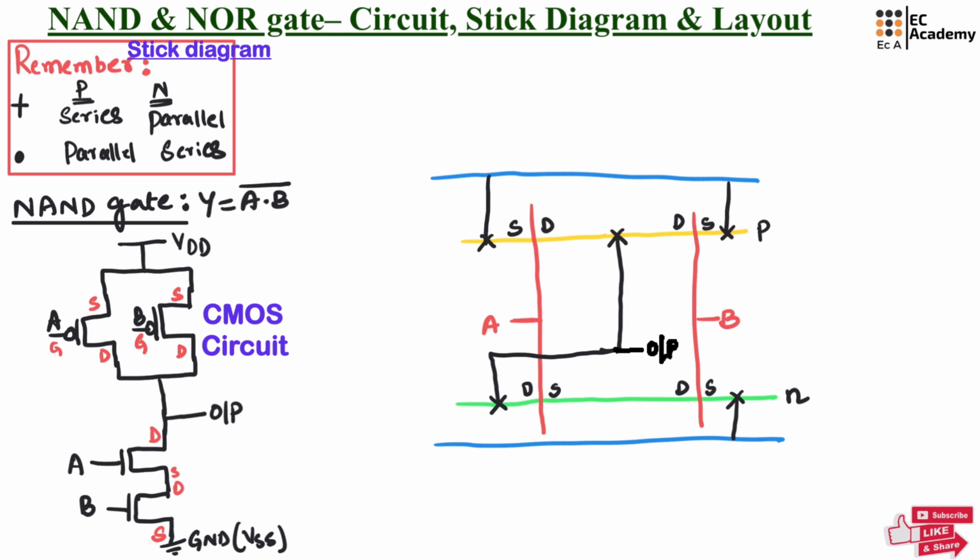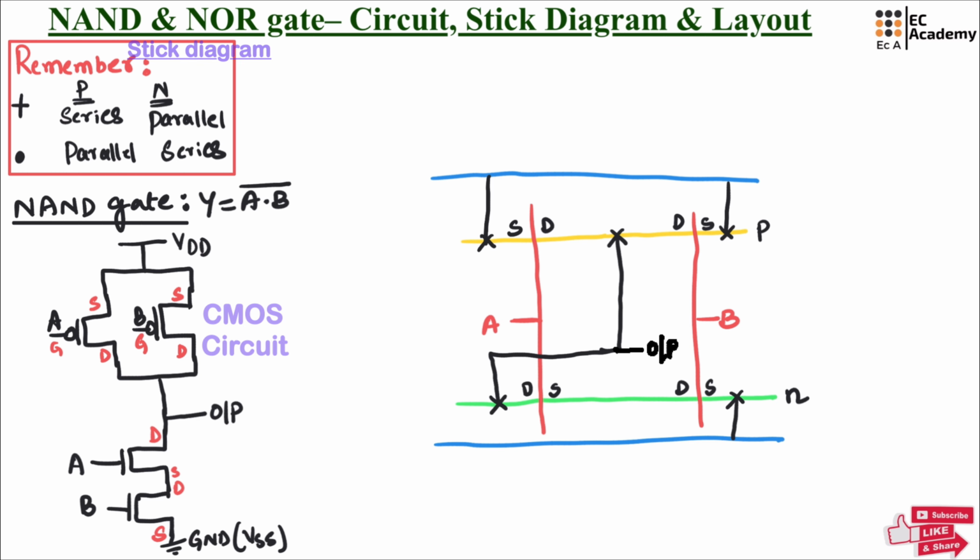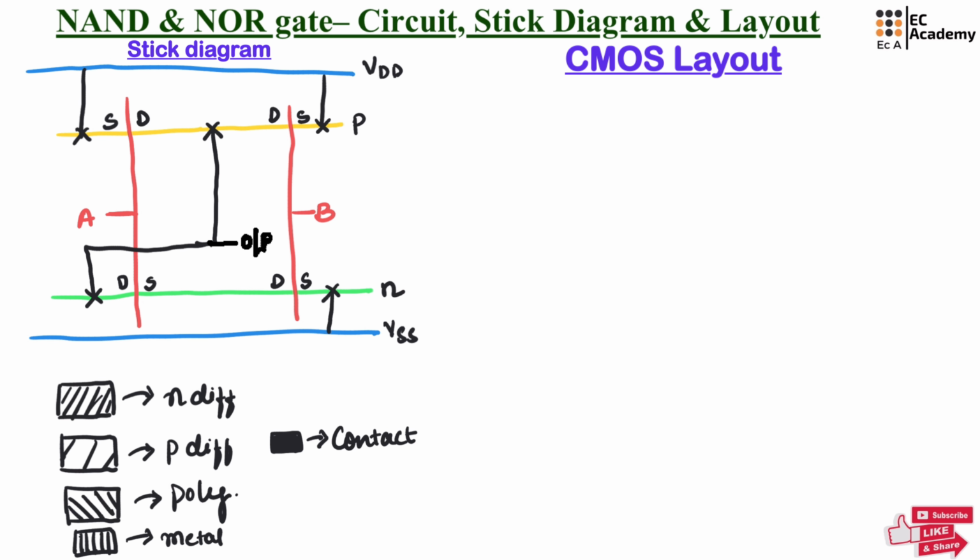If you write the stick diagram, easily you can implement the layout. Now let us understand the layout for NAND gate. To write the layout, let us consider the stick diagram. In this stick diagram, we need to replace these lines with the layout regions which are specified here. So this is how you can represent an N diffusion region. This is P diffusion region. This is polysilicon. This is how you can represent metal, and this is how you can represent the contact. So these lines will be replaced with these regions so that we can draw the layout.